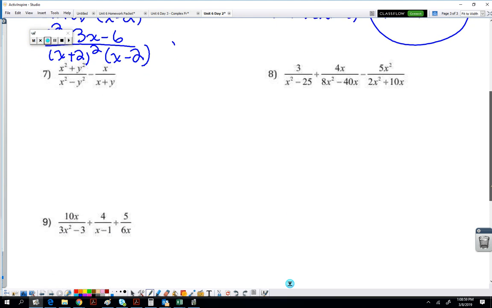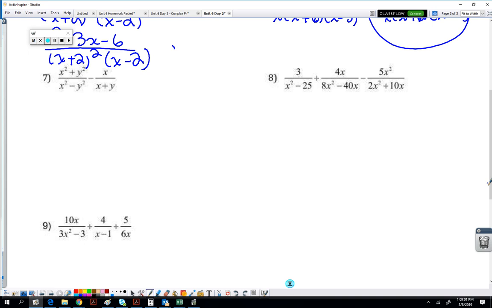Alright, number 7. Now, it looks like it's kind of complicated, but because they're just variables, it's okay. That's fine. But you're still going to look at it and say, what does it look like? It's the difference of two squares. Everything's a perfect square. So that's why you're going to write it as x plus y, x minus y.